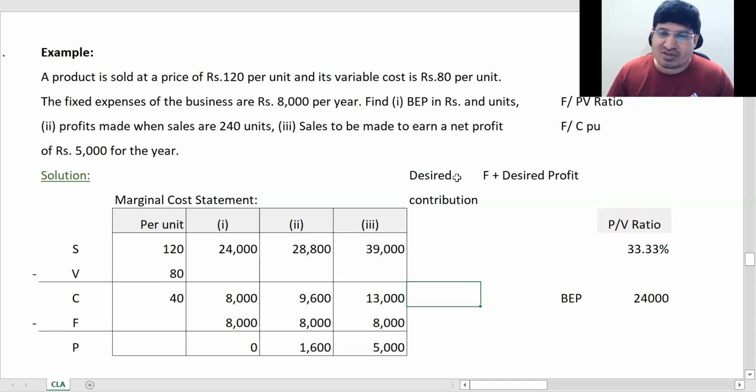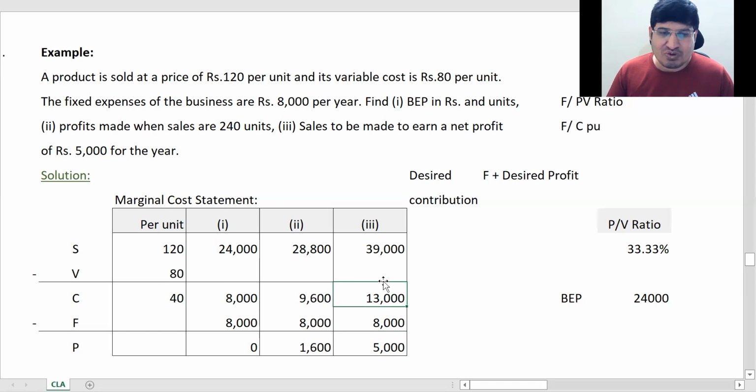So in fixed cost plus desired profit, your fixed cost is 8000, and what is your desired profit? 5000. So 8000 plus 5000 gives you 13000. So if you subtract 8 from 13, you will get 5000. Okay, here I got the first step: this is 13000. Fixed cost plus desired profit is 13000.